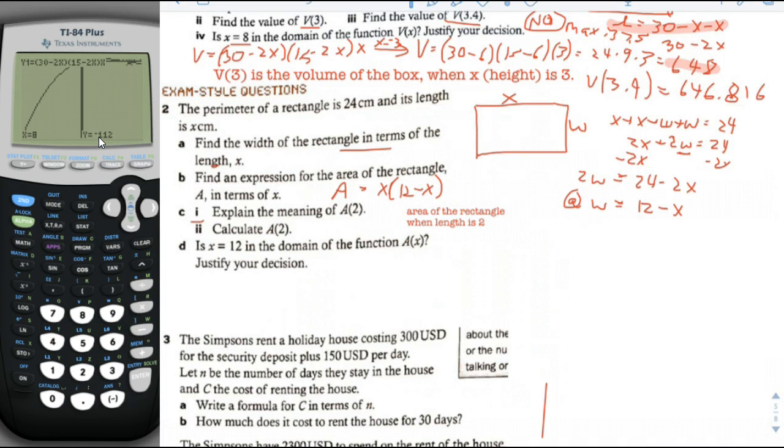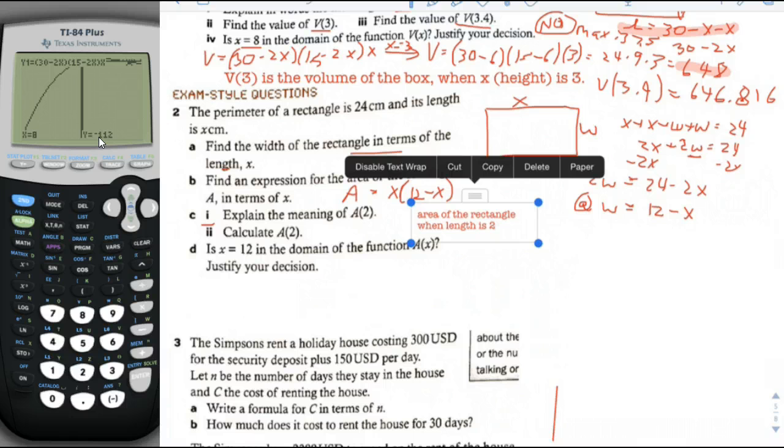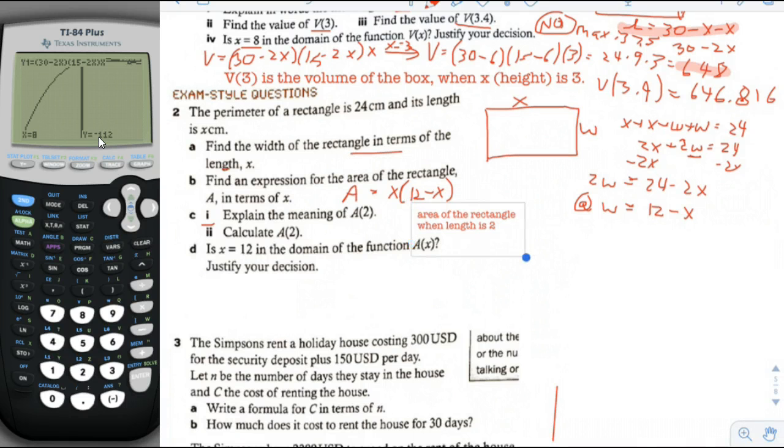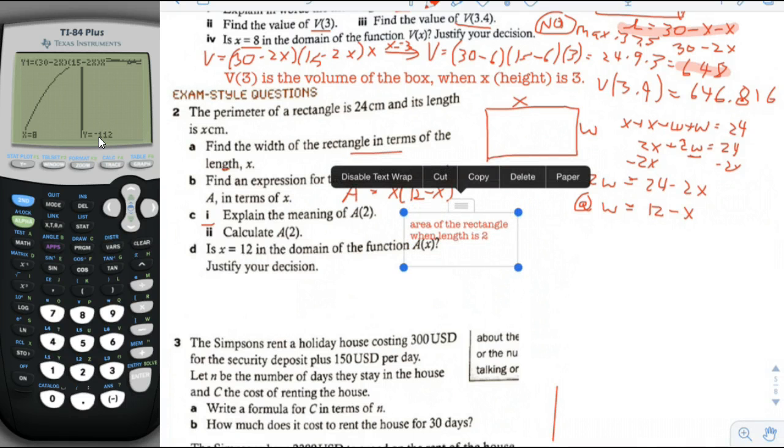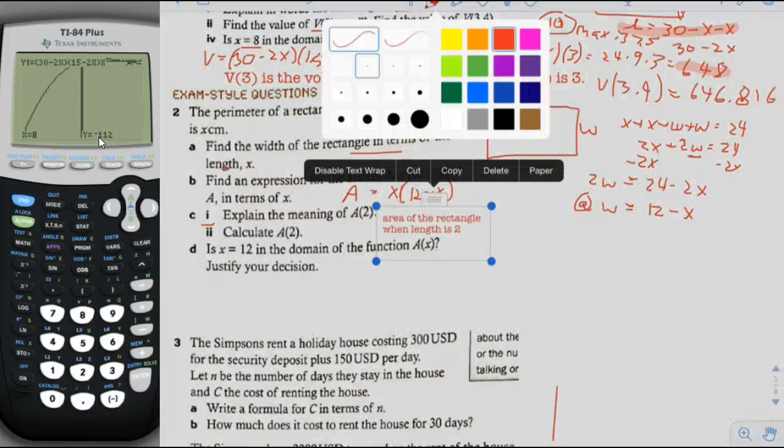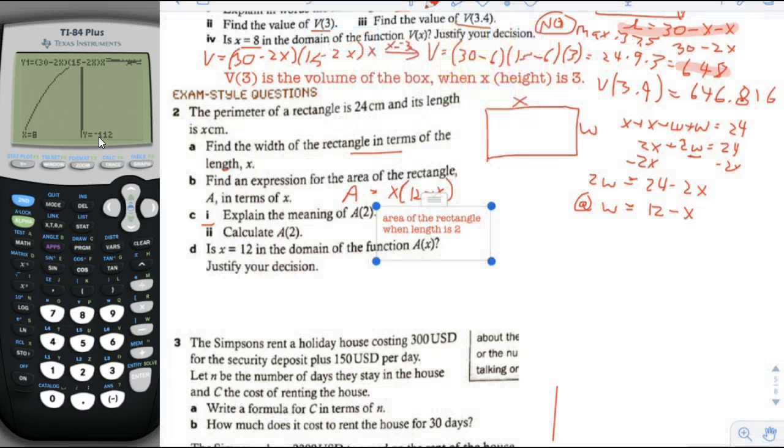Well, that would be A equals 2 times 12 minus 2, which is 10. So it would be 2 times 10, which is 20. Okay, so A of 2, let me write that there. A with input of 2 is equal to 20.